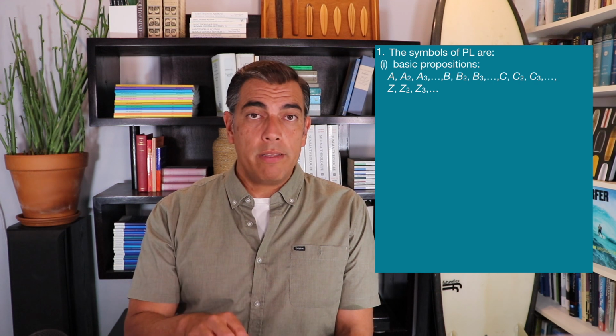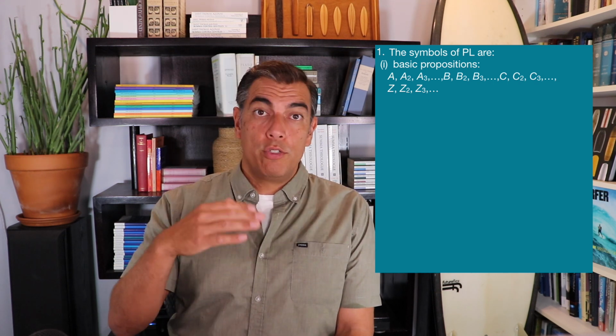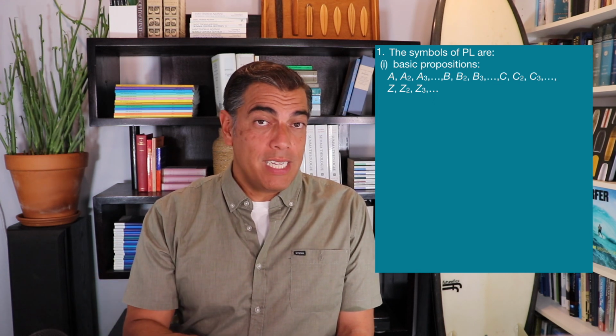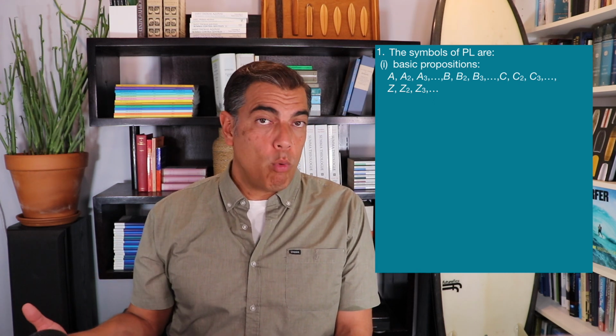Well, first we're going to list out the symbols that we're going to use in propositional logic, and we'll have three different kinds of symbols. First, the symbols for basic propositions. Remember what we said? We're going to be using capital letters of the English alphabet. So A, B, C, all the way through Z. And remember, that's only 26 letters, so we could possibly need more.